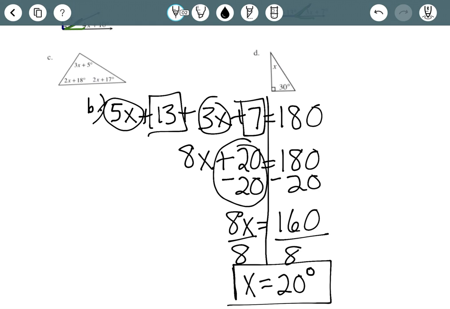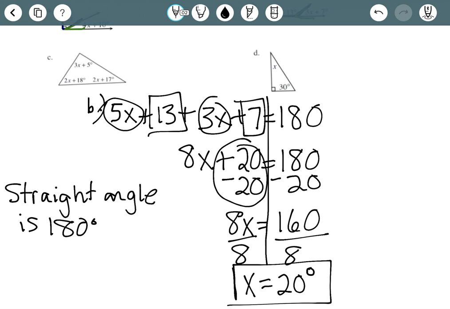So, when they talk about the method that we use, it's kind of more like asking, what did you notice about this that helped you write an equation? And we're going to say that a straight angle equals 180 degrees. That's all you need to write for that, but do make sure you write it down because that is part of the problem.